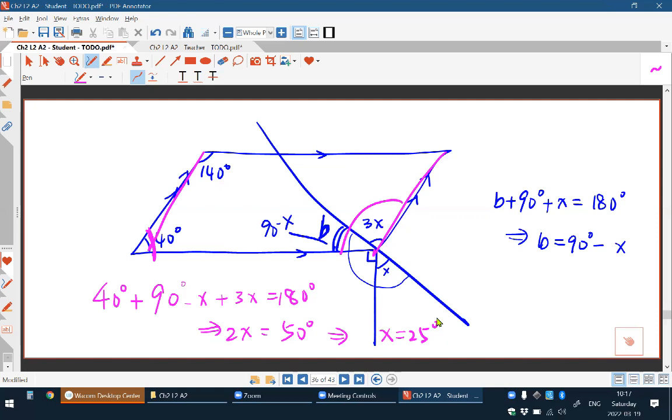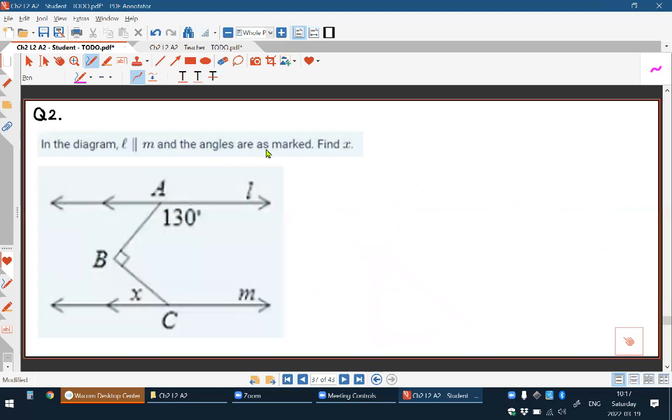And a question like this is to use the property of parallel lines to find the angle. This type of question is called angle chasing. You'll see a lot of problems in this chapter. Okay, next one. Any questions? No. Okay, next one. Question 2.